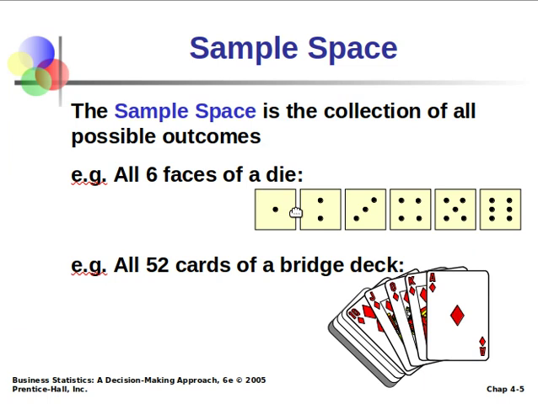Another example would be all the 52 cards of a deck of cards of a bridge. Bridge is a game, card game. There are 52 cards in a deck of cards. All of that 52 cards comprises the collection of all possible outcomes if you play a deck of cards.